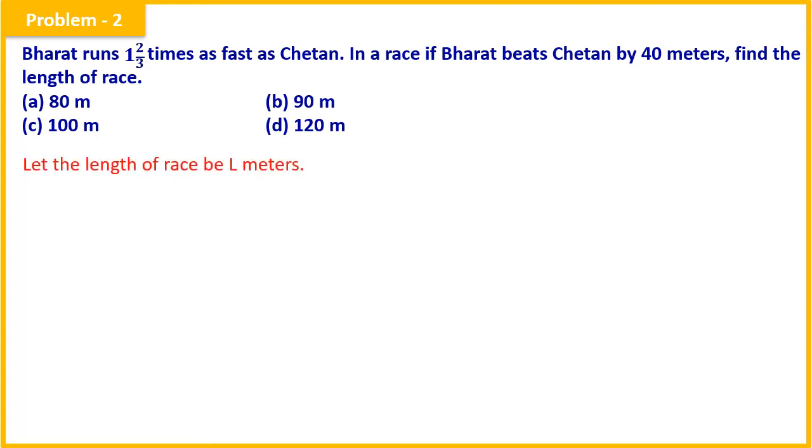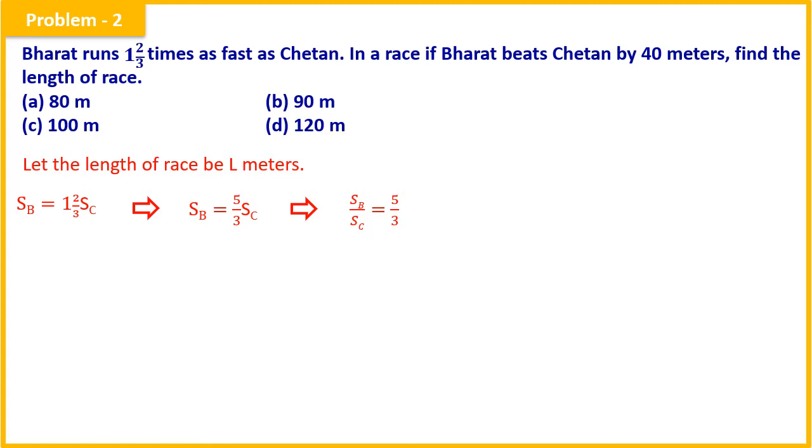Now, if we consider the length of the race as L meters, length of the racetrack as L meters, and the speed relation is given there, as speed of Bharat is 1 2/3 times speed of Chetan. So we can write this further as speed of Bharat is equal to 5/3 times speed of Chetan by converting it to fraction, and the ratio of speed of Bharat and speed of Chetan is 5:3.